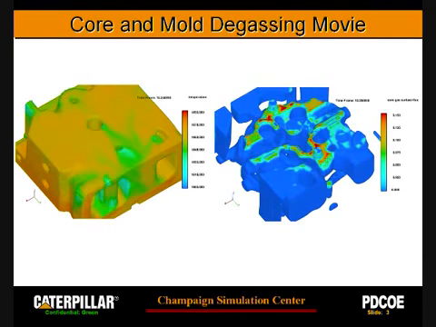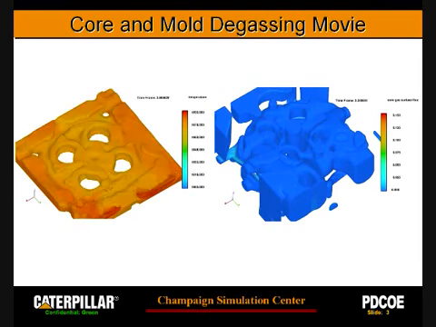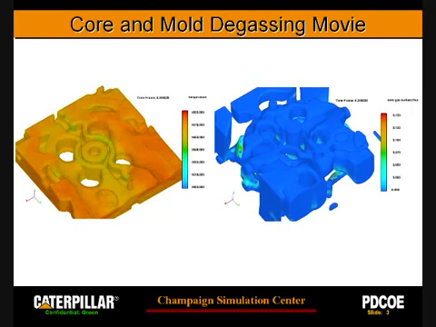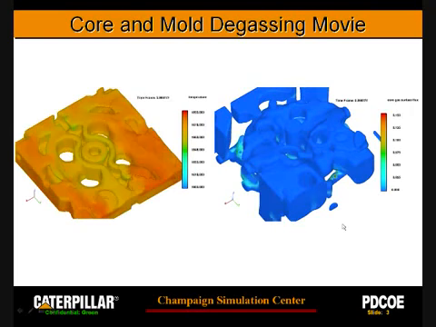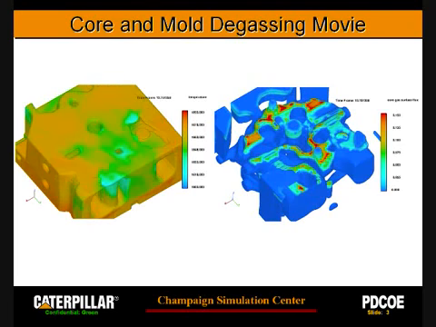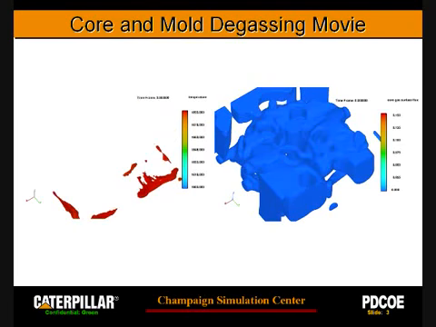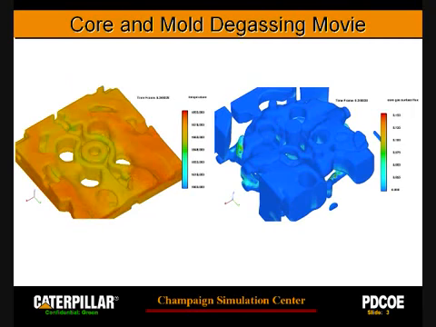I think these two movies are synchronized. Left-hand side is the metal head, and the right-hand side is the gas in the core. You can see certain spots inside the core really have a lot more gas than other spots. Usually the gassing spots are relatively thinner sections inside the core.